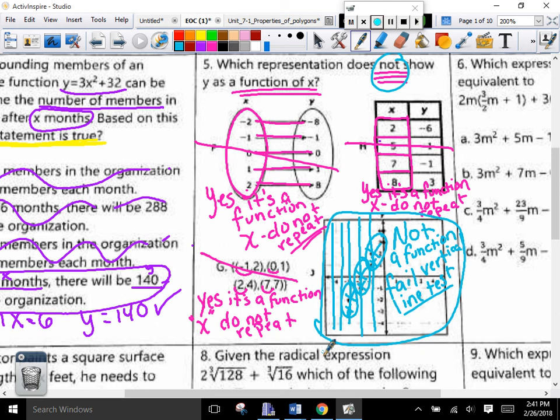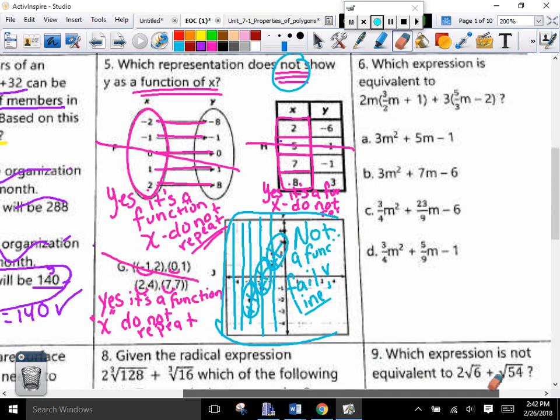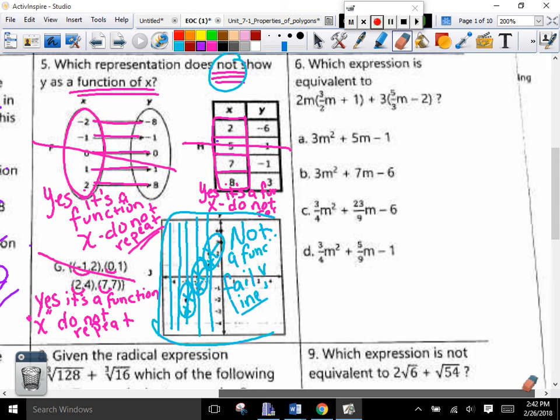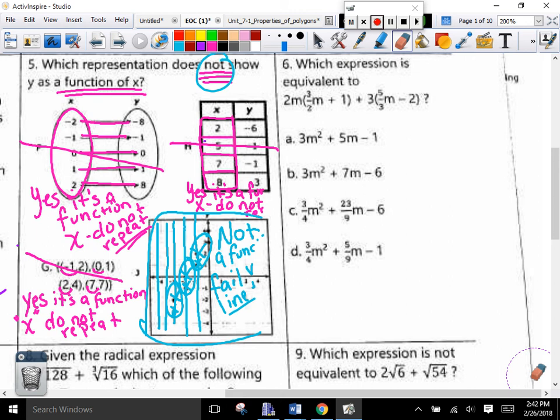Question number 6. And I'm going to delete a little bit of it because I want all my space to be here for number 6. For number 6, guys, some of us have problems when we have fractions. So just because we have fractions, the process does not change.